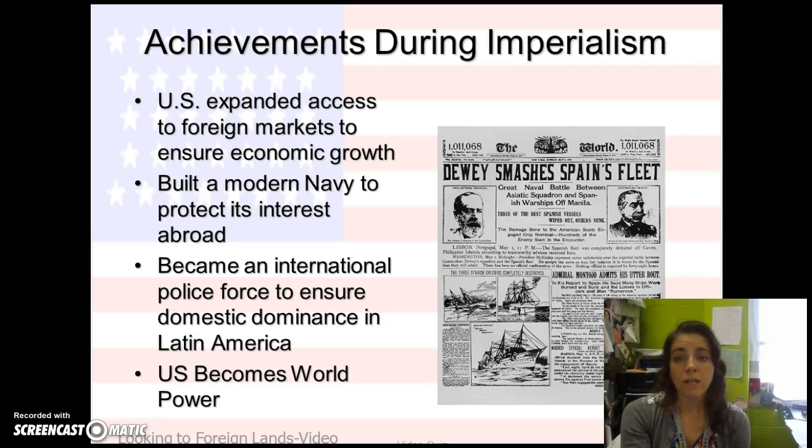Awesome. Okay, so some achievements during imperialism. The U.S. expanded access to foreign markets to ensure economic growth, so this is really good. So I know I've been kind of negative, but there's a lot of good things that happened during imperialism. We built our modern Navy, which is going to boost us to world power, and it protects our interests. We become an international police force to ensure domestic dominance in Latin America, which is not technically a good thing that we're in an international police force. We're going to learn more about that next class. And then, like I said, the U.S.